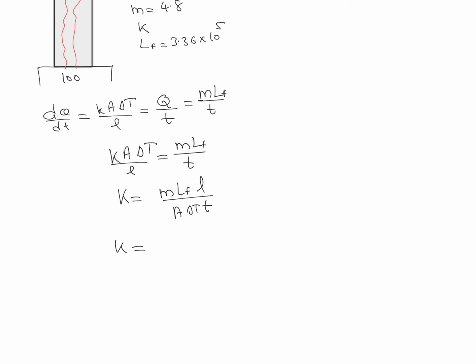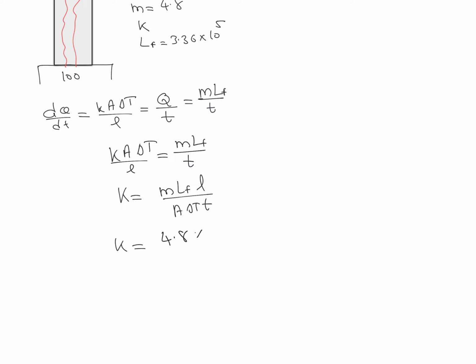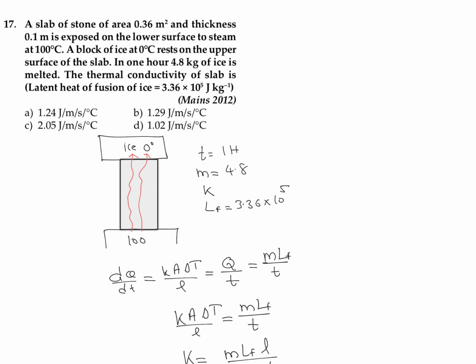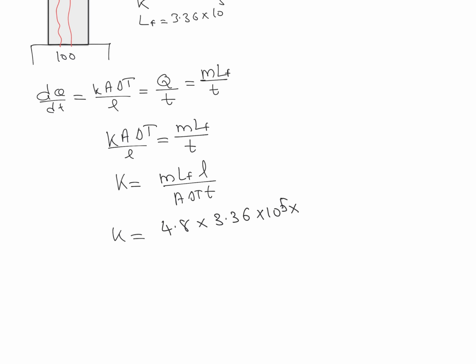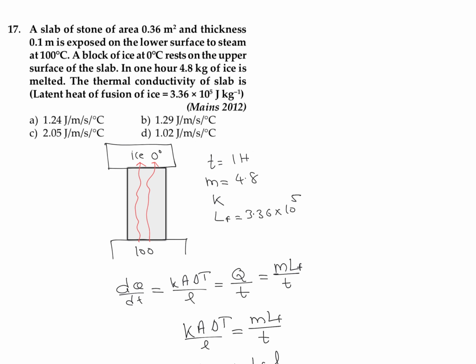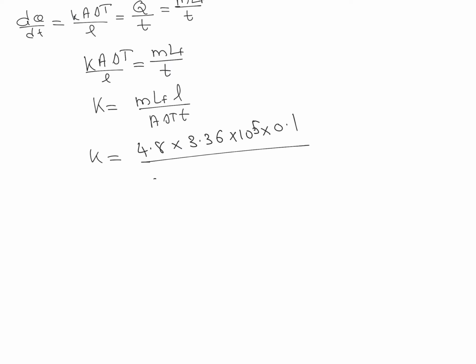The mass of ice melted is given as 4.8 kilogram. The latent heat of fusion of ice is given as 3.36 into 10 raised to 5. The length of this material is given as 0.1 meter, so we can write 0.1 divided by the area of cross section, which is given as 0.36, into delta T, which is 100 and 0 on the other end, so the difference in temperature is 100, and T we can take as nothing but time, which is given as basically 1 hour.